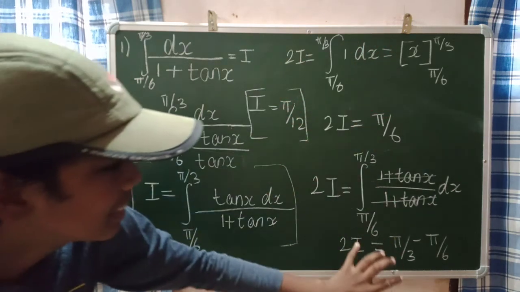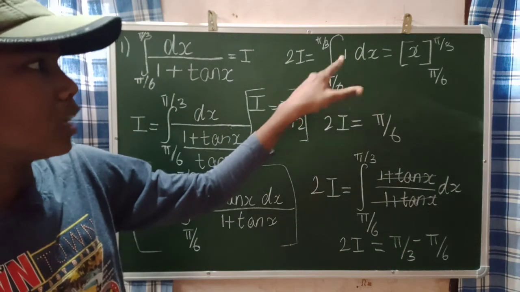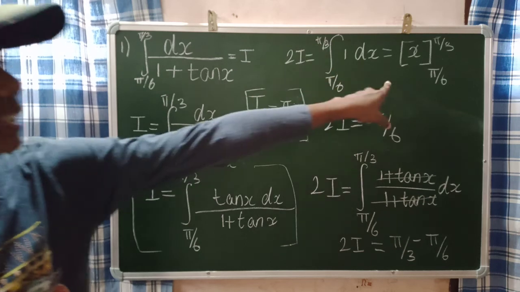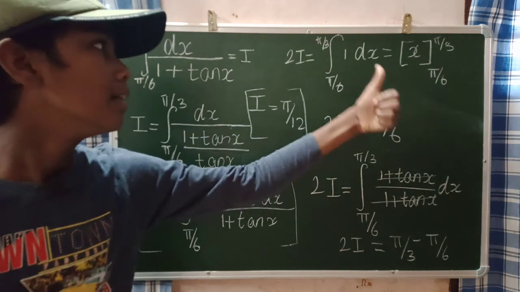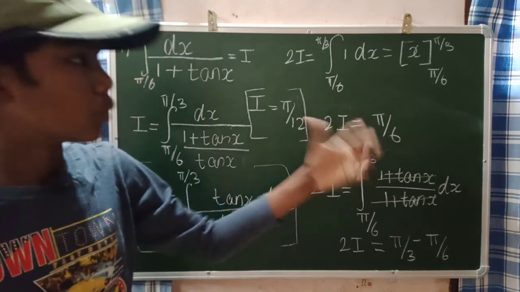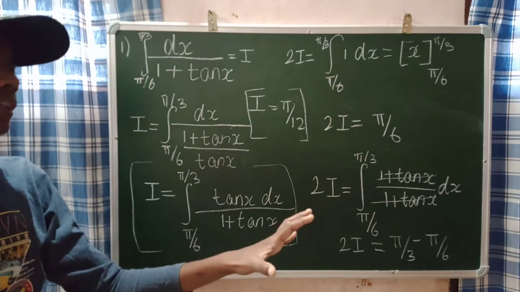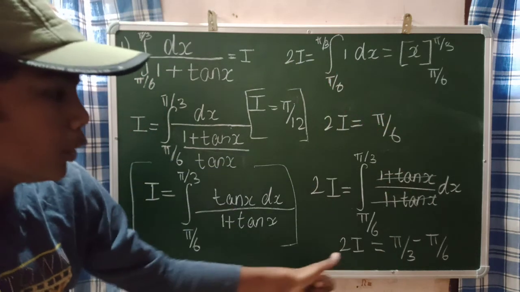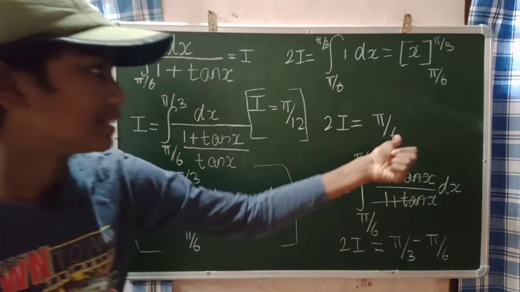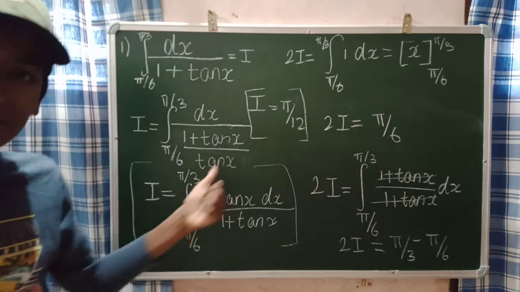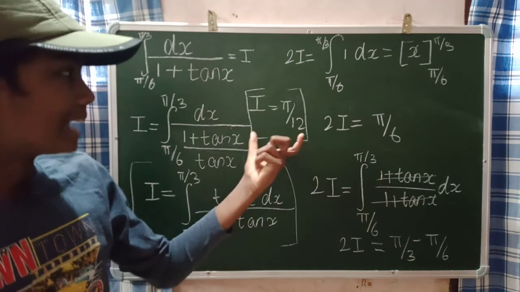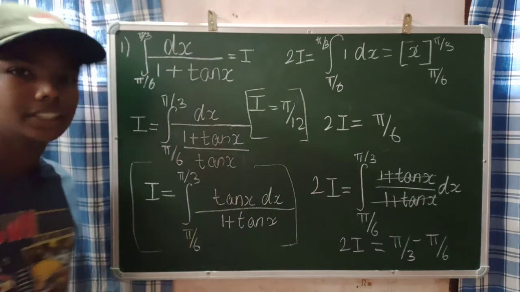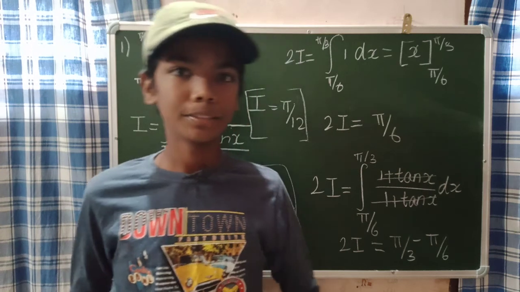Just say solve this definite integral, because integral of 1 dx from pi by 6 to pi by 3 is nothing but integral of dx is x from pi by 6 to pi by 3, which will be pi by 3 minus pi by 6. So you will be getting 2I equal to pi by 6. If 2I is equal to pi by 6, I will be pi by 12. And that's all, guys, that's all about this question. Your answer is pi by 12. Let us move on to our next question.